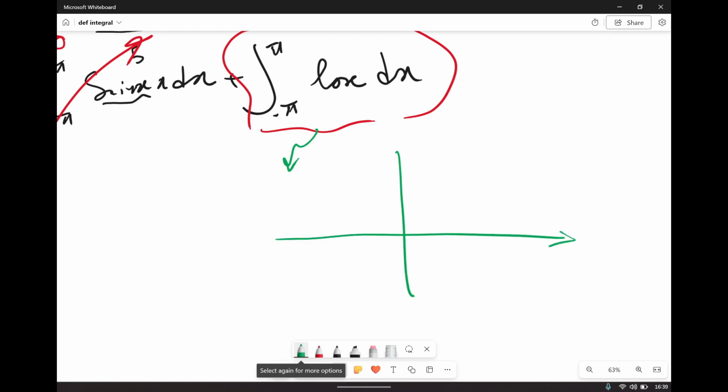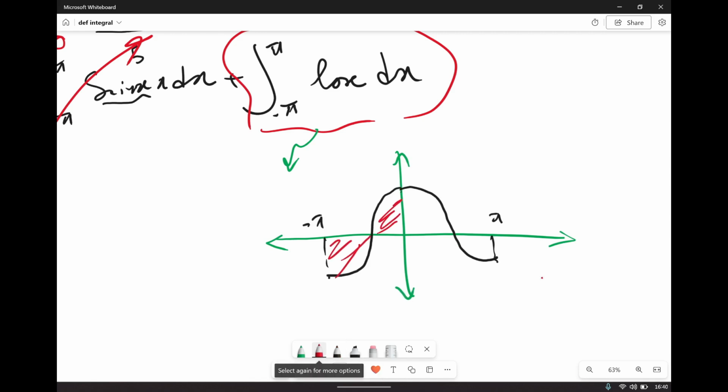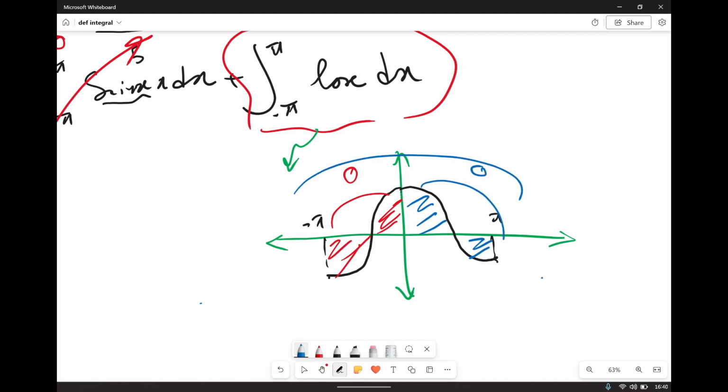Just show it in the graph. Consider that this is a cosine between pi and minus pi. This part and this part have integration 0, and also this part and this part have integration 0. Therefore the total integration is 0, and this integration's answer also is 0.